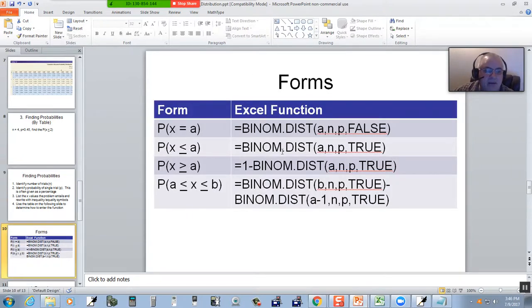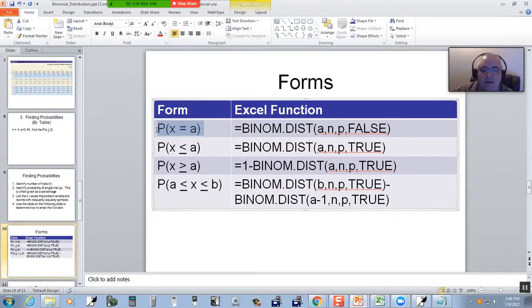Now here's our table, and I'm going to come back to this. It won't mean much for me to simply read that off to you, but the forms will. This is where it's exactly equal to one value. This is where it's less than or equal to one value. This is when it's greater than or equal to one value, and this is when it's between two values, including those two values.